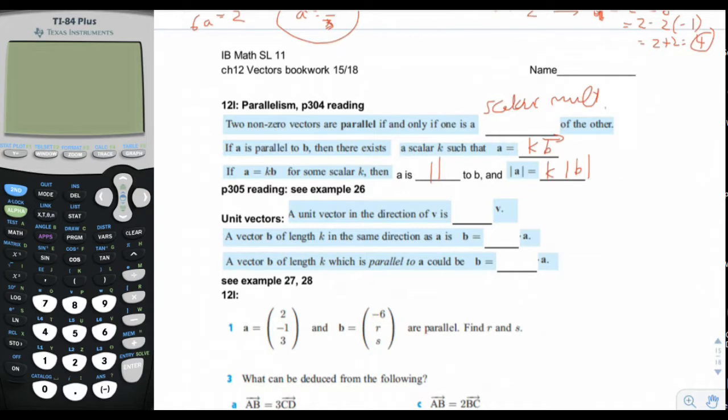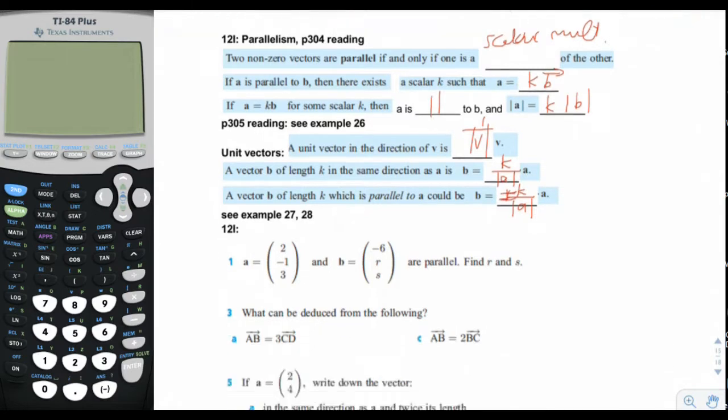Unit vectors. A unit vector in the direction of V is 1 over the length of V times vector V. A vector B of length k in the same direction as A is B equal to k over the length of A times A. A vector B of length k which is parallel to vector A could be B equals plus or minus that, right? Because it's parallel to, but it's not necessarily in the same direction of.